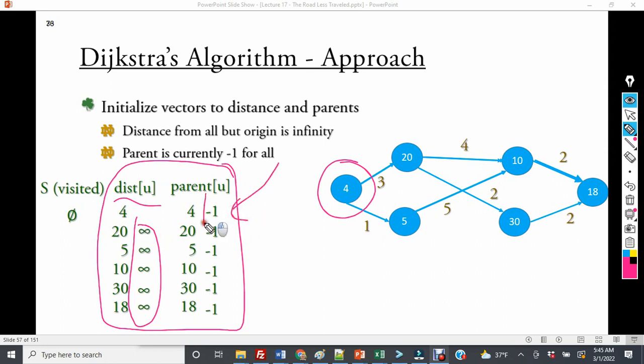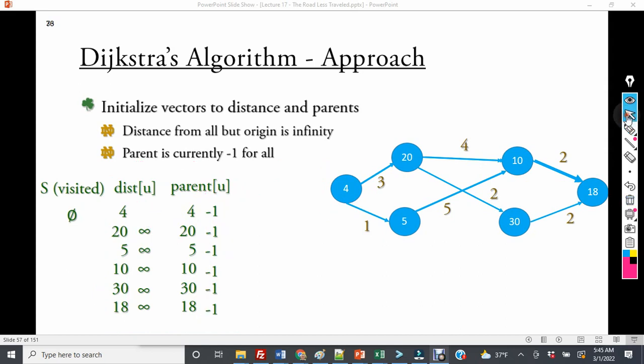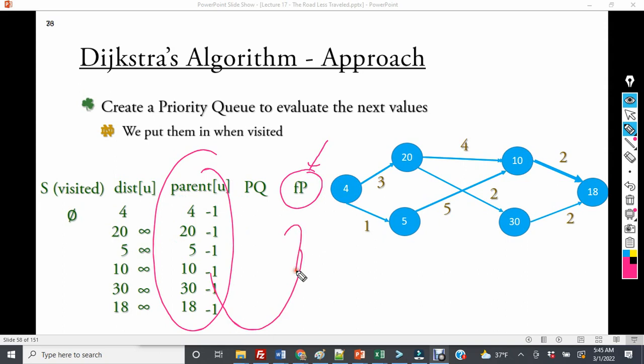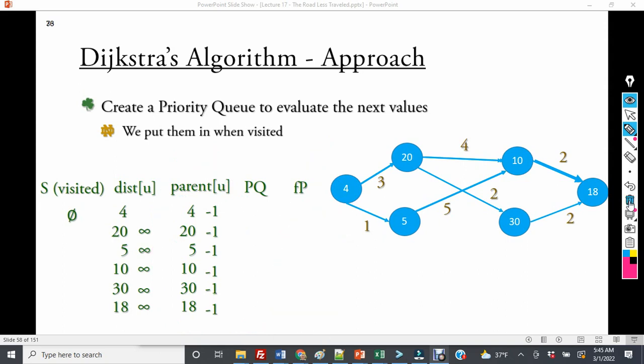The second vector is the set of parents. We use this to keep track of where the parent is coming from, so that way we can determine the actual shortest path. We then initialize a priority queue, and then the parent is how we're going to use a stack to be able to keep track of the final shortest path, as we will see.